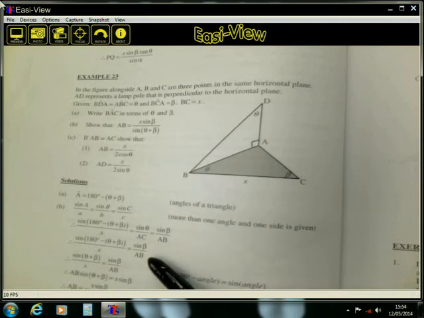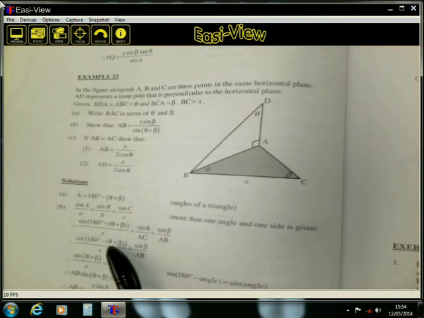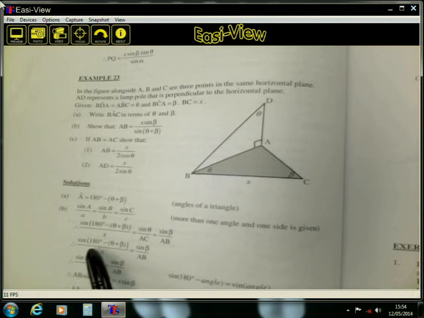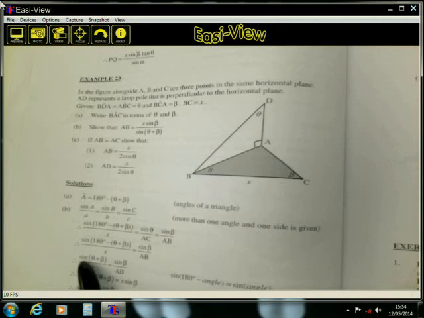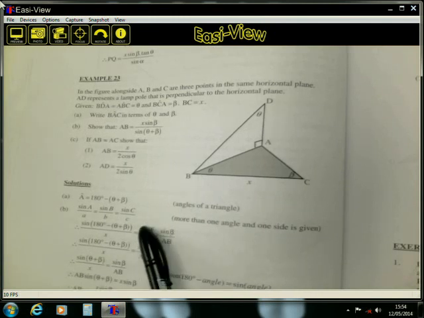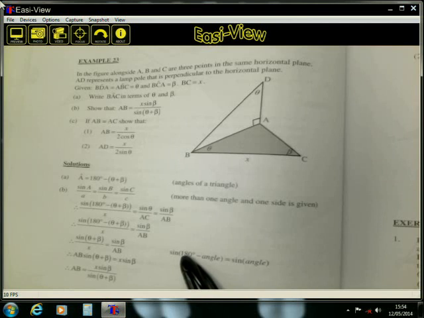It is sine 180 minus theta plus beta over AB, and then there we go again. Why do we have sine 180 minus theta plus beta, but here sine theta plus beta? That is because sine 180 minus angle is equal to simply the sine of that angle. I think they have even indicated it here. Sine 180 minus angle, whatever the angle is, is equal to the sine of the angle.